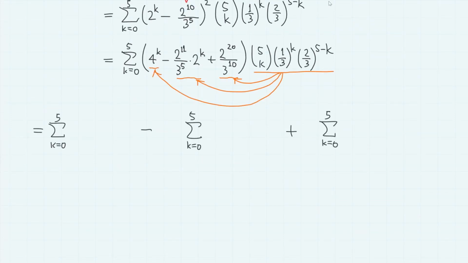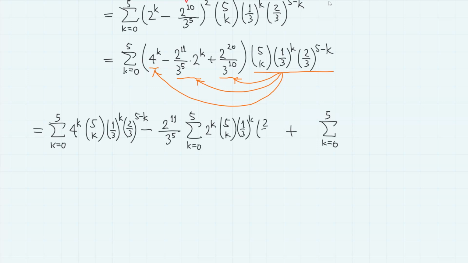So we can actually split this into 3 terms. For the first part, we obtain 4 to the power of k times 5 choose k times 1/3 to the power of k times 2/3 to the power of 5 minus k. And for the second part, we have constant 2 to the power of 11 divided by 3 to the power of 5 in front, and the summation of 2 to the power of k times 5 choose k times 1/3 to the power of k times 2/3 to the power of 5 minus k.